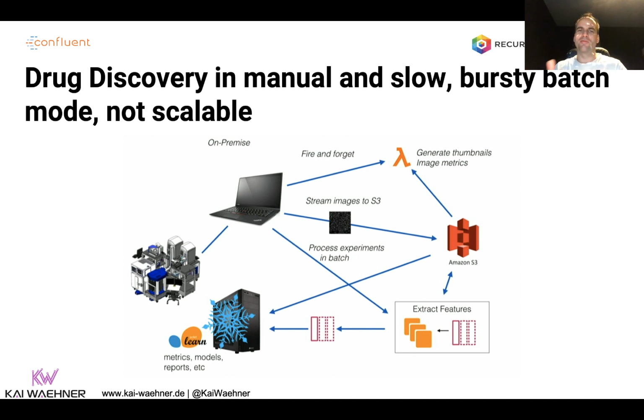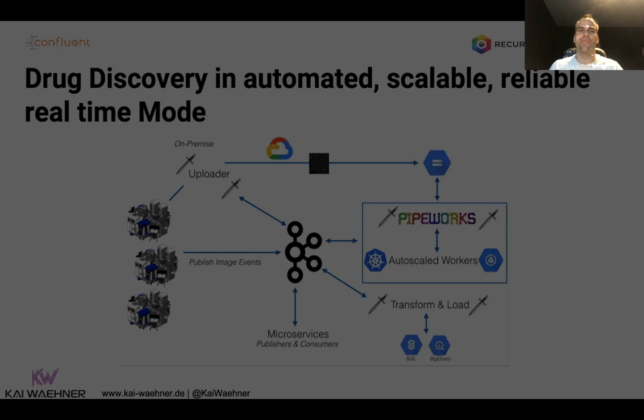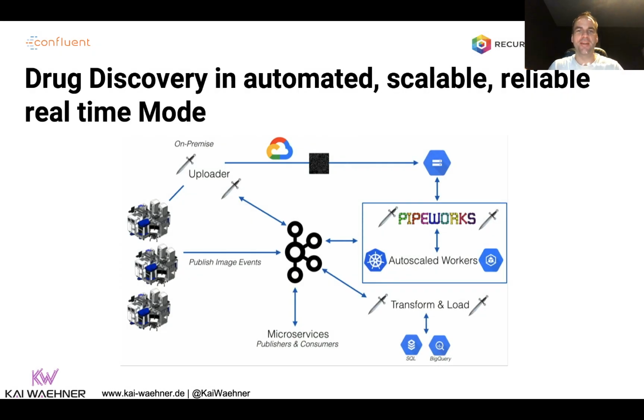So this might be good for the first example, but then for the real processing at scale with different labs, this is not how you should do it. And therefore, this is not how Recursion did it. So they re-engineered their architecture to be more scalable and not dependent on the laptops of the workers.